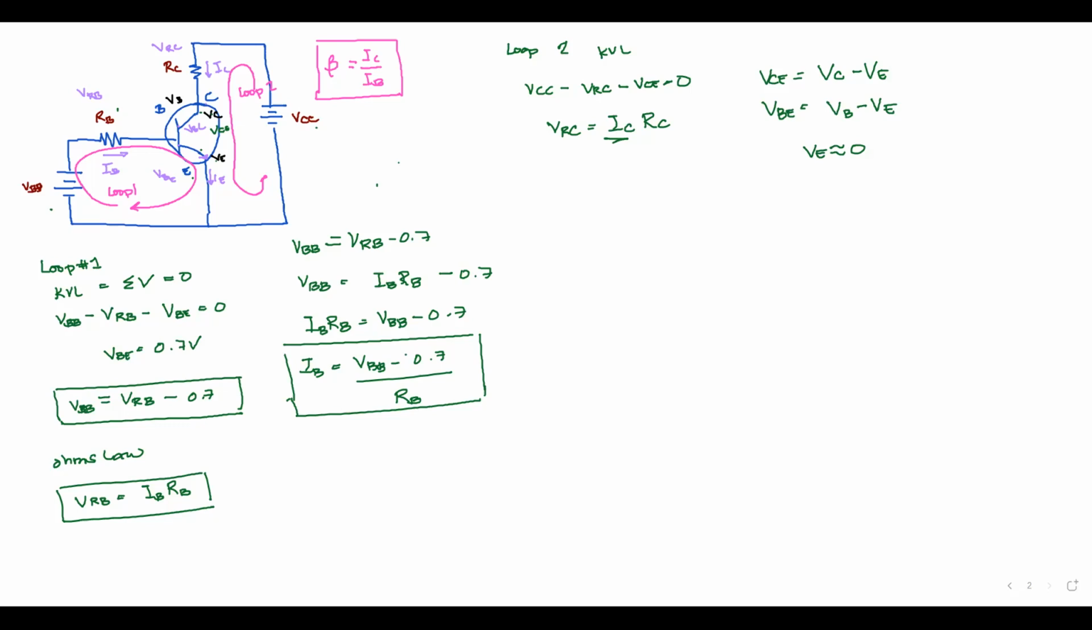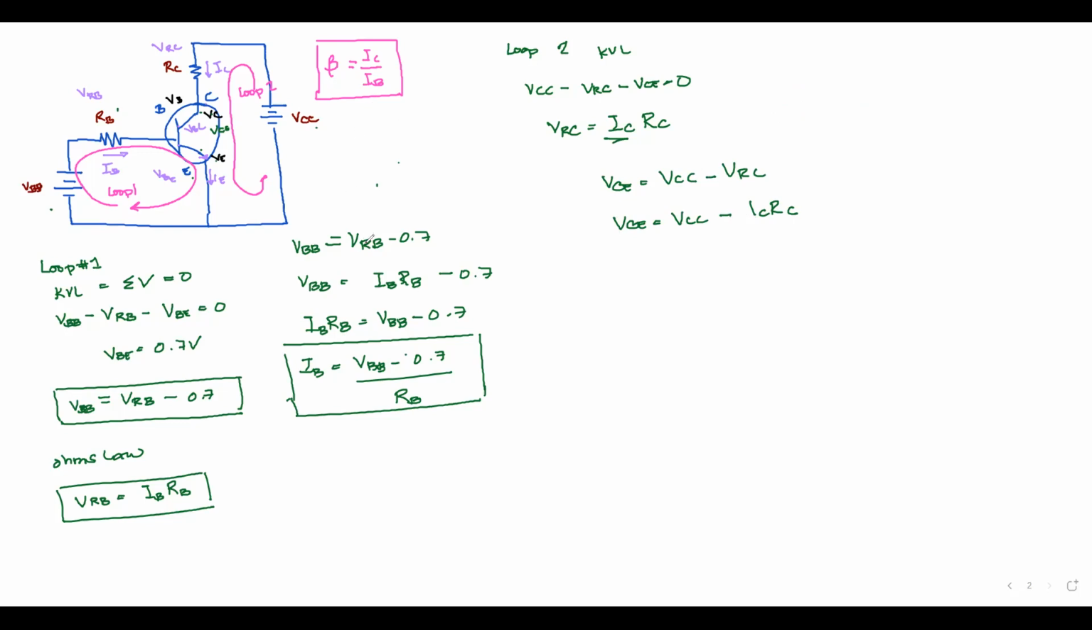Let's make this one simpler. I will not add more. Now, in this case, we could say your VCE is equal to VCC minus your VRC. Or in this case, we could say your VCE is equal to VCC minus your I sub C R sub C. So that's all. It can be solved once we have the values. In this case, that is now your different value.